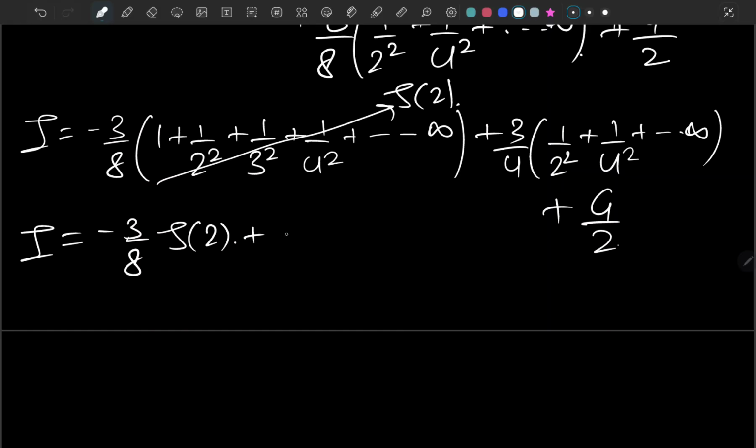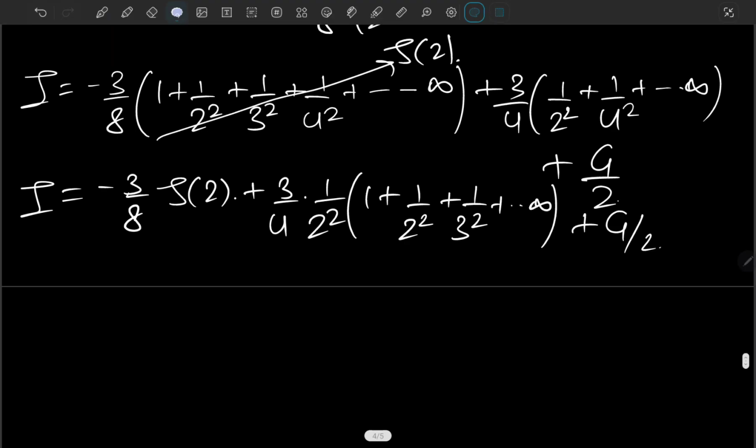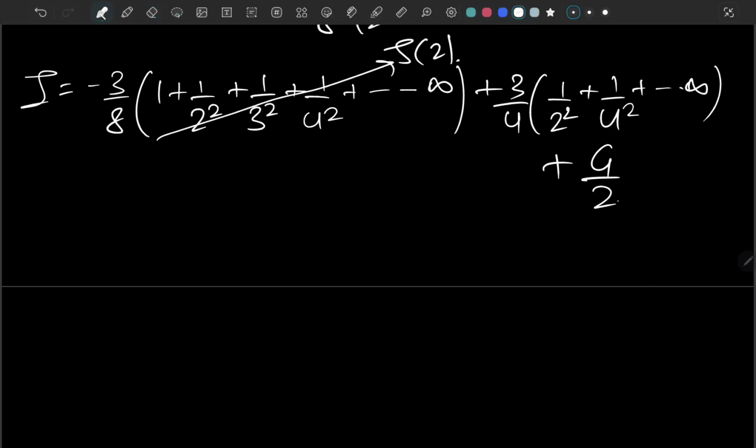And now if we talk about this one, we can plug a factor of 1 over 2 squared from each term to infinity here. So I'm having 1 plus 1 over 2 squared plus 1 over 3 squared dot dot dot to infinity, right? And plus g over 2. Oh, wait a second, I just messed up here. I think I should just write that down once more on the next page.